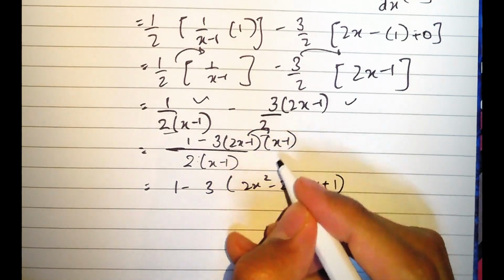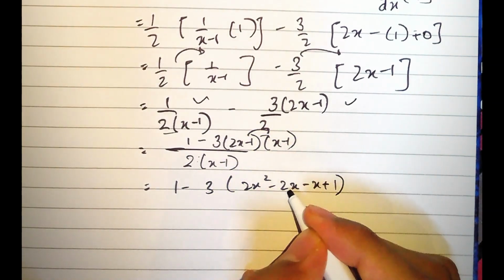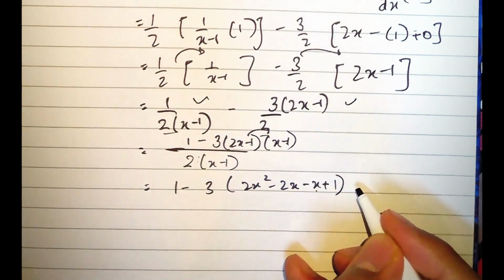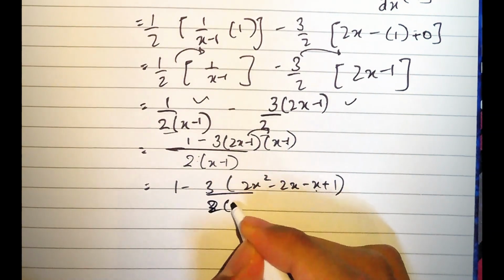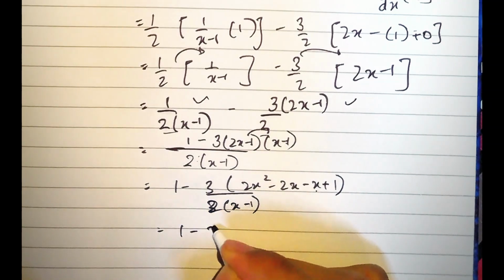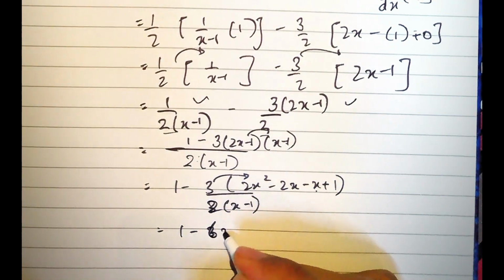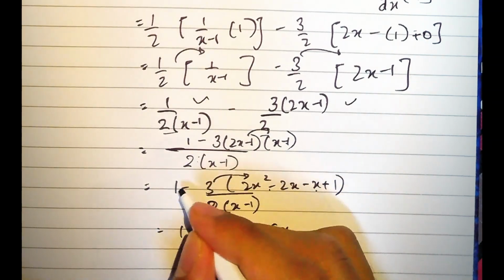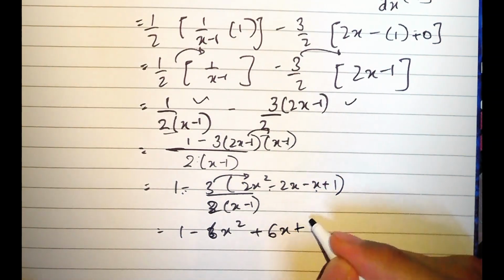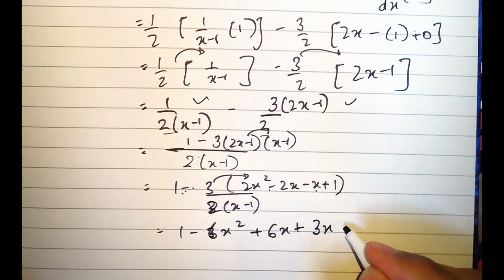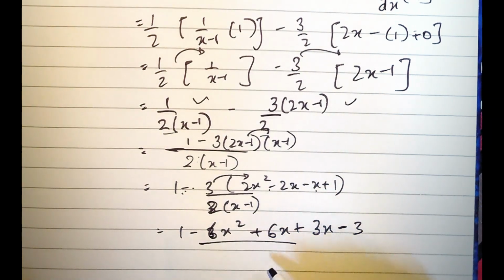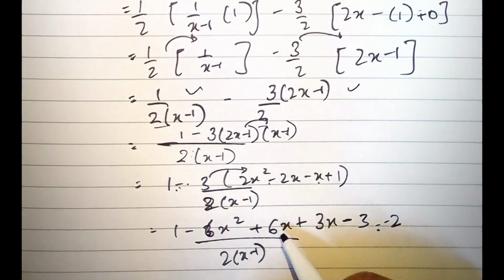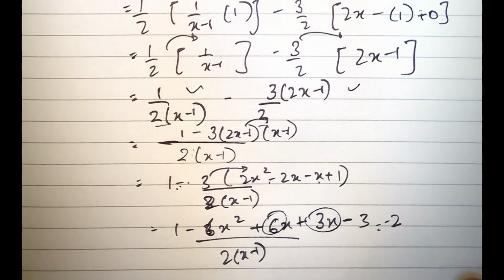So 2x multiplied by x is 2x square, 2x multiplied by negative 1 is negative 2x, negative 1 multiplied by x, negative 1 multiplied by negative 1 gives us positive 1, divided by 2 x minus 1. 1 minus, okay, so 3 multiplied by 2 is 6x square, minus plus 3 multiplied by 2 is 6x, minus plus 3 multiplied by 1 is 3x, minus plus minus 3 multiplied by 1 is 3, divided by 2 x minus 1. So 1 minus 3 is actually negative 2. Over here 6x and 3x can also be added, so we are left with positive 9.